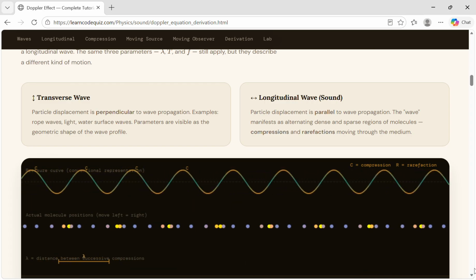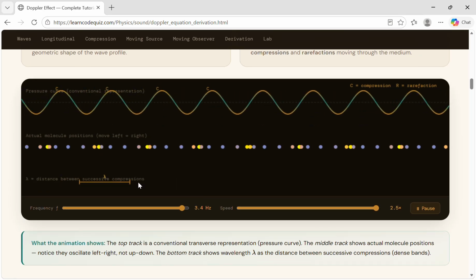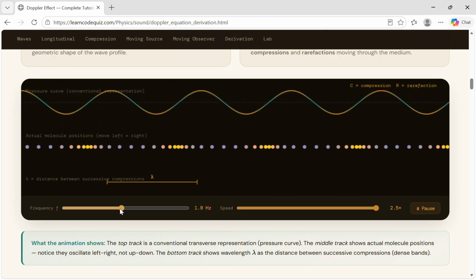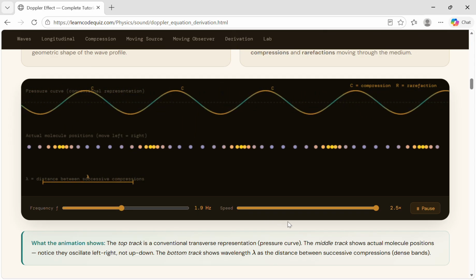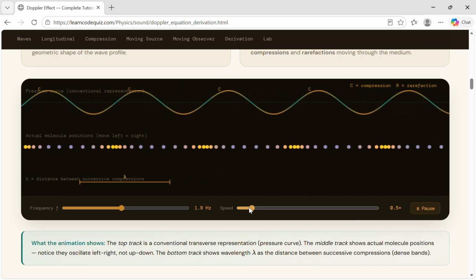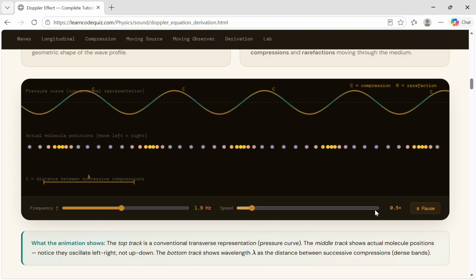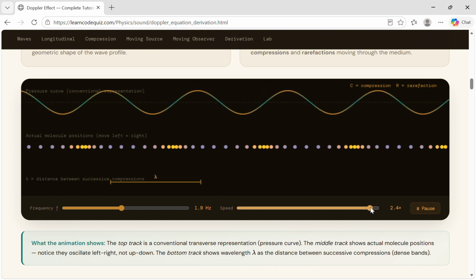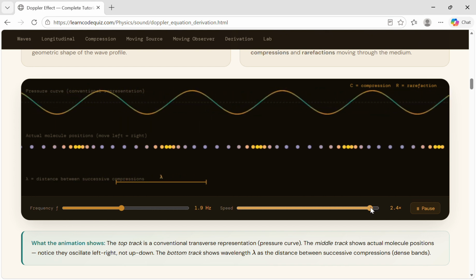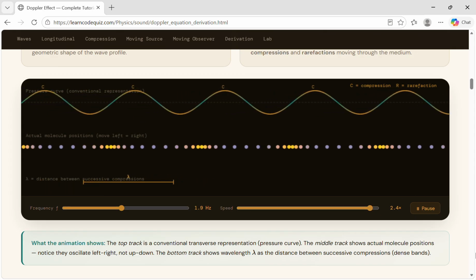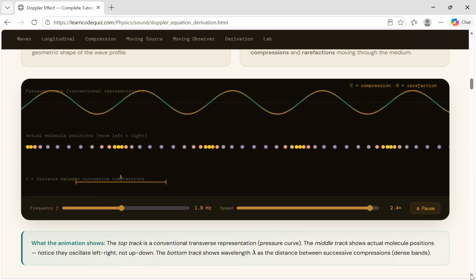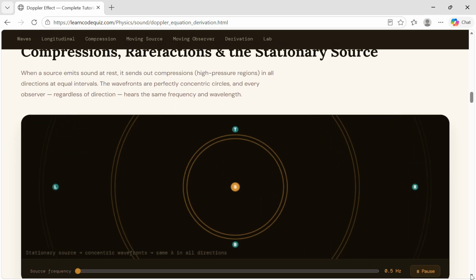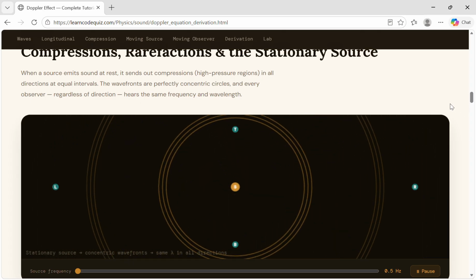Now here you see this is a longitudinal wave, and if you change the frequency and decrease the speed, it is very slow, right? Increase the speed. So you can play with some of these parameters, but overall it gives you the idea of what a longitudinal wave is. And we understand now how a transverse wave and a longitudinal wave essentially differ.